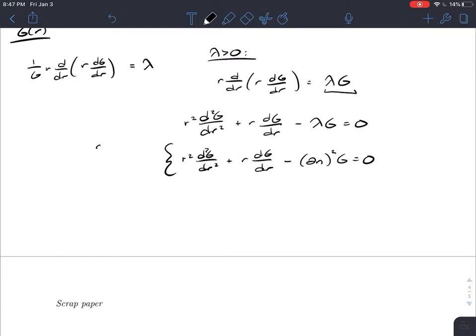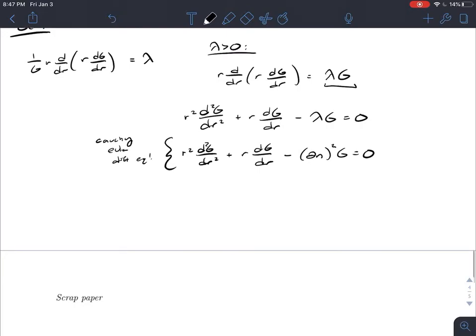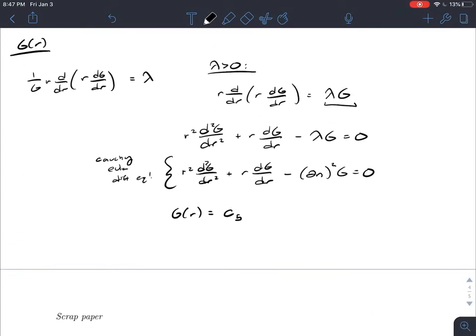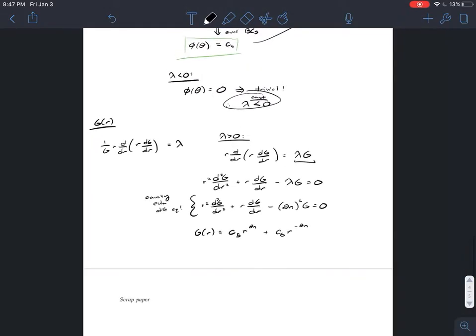And this equation right here should seem somewhat familiar. This is an example of a Cauchy-Euler diff EQ. So the solution for a Cauchy-Euler diff EQ is going to be, let's see which constant we have not used, C5 r to the 2n plus C6 r to the negative 2n. Okay, so now we have to apply our boundary conditions.